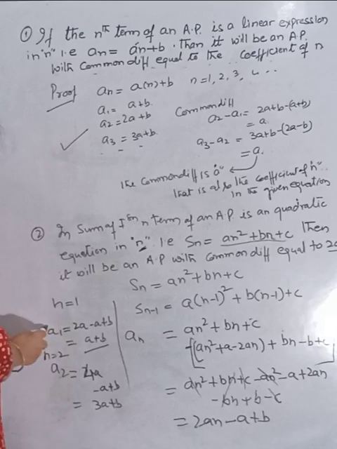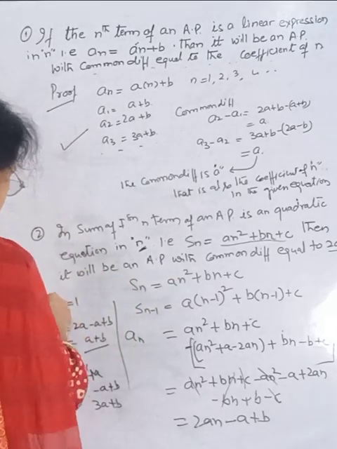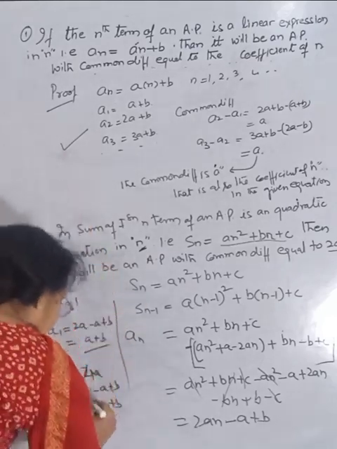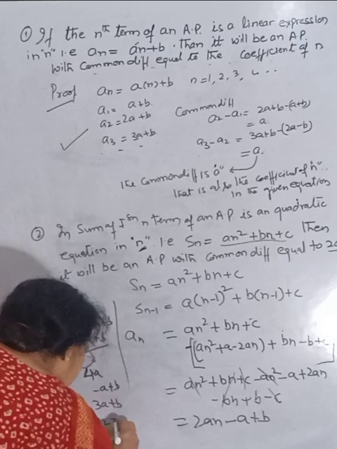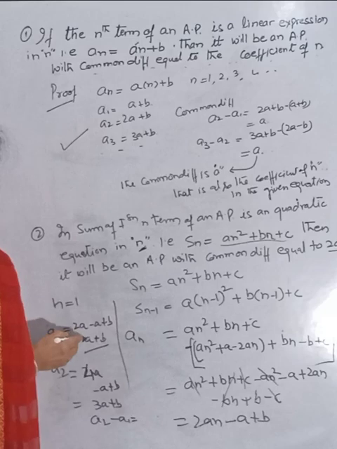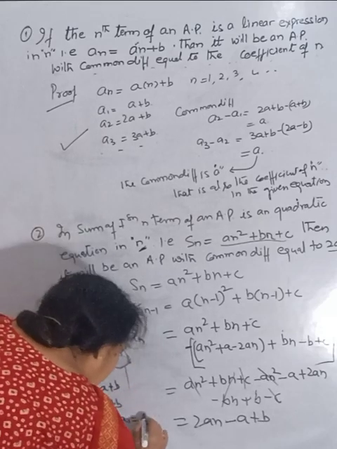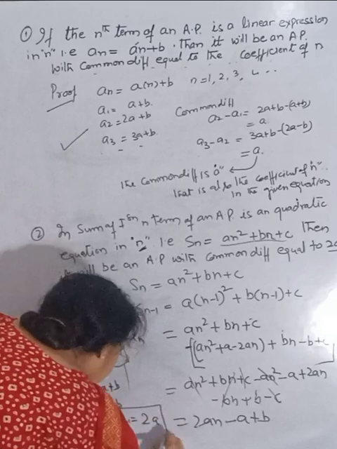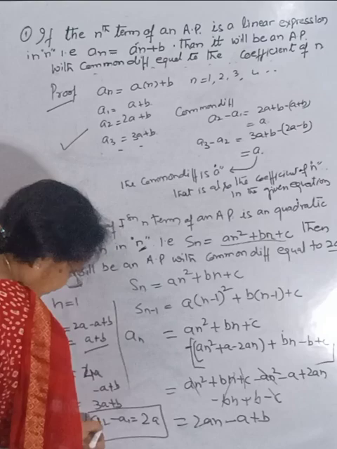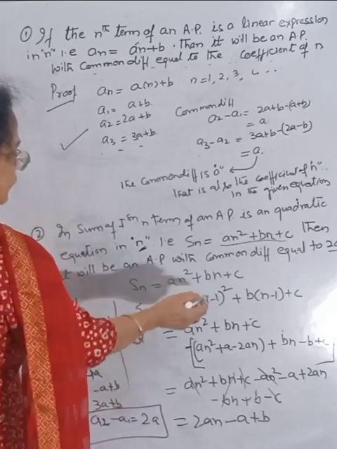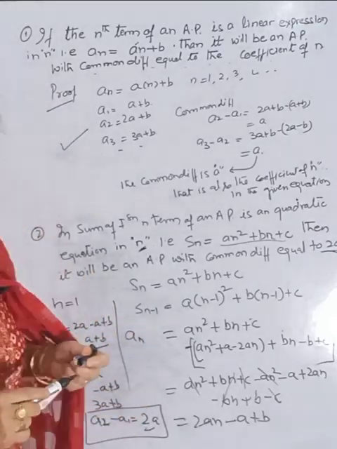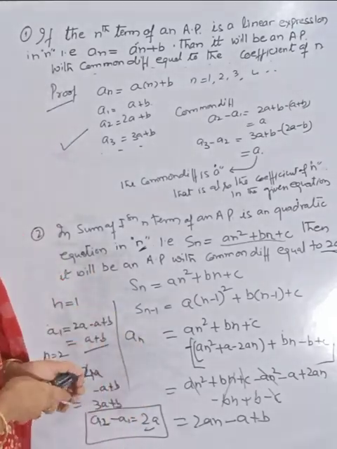Now, difference between a2 minus a1 will be the common difference. Note, find करिए इसको. a2 minus a1 will be the common difference. a2 minus a1. This is what? 3a plus b minus a minus b, that is 2a. This is common difference. And this is to be proved. Common difference will be 2a. Proved. This is the way to prove.